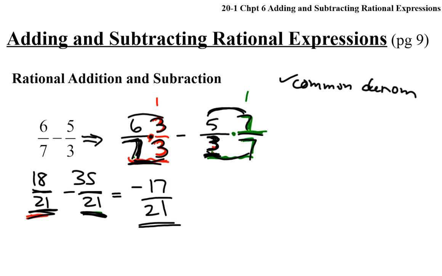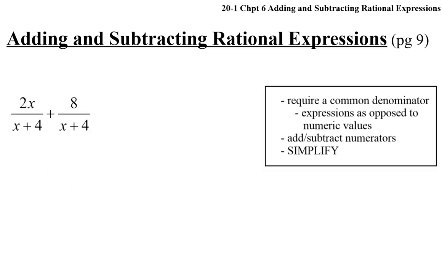Now, we'll get to more questions like that, but we're going to just take a step back first and start kind of a little slower. So if we take a look at page 9, second example, not the first example, and I just want to work with addition first. We have 2x over x plus 4 plus 8 over x plus 4. Well, to add fractions, even if there's not just numbers but expressions, we still need a common denominator. We have a common denominator. We have a denominator of x plus 4.